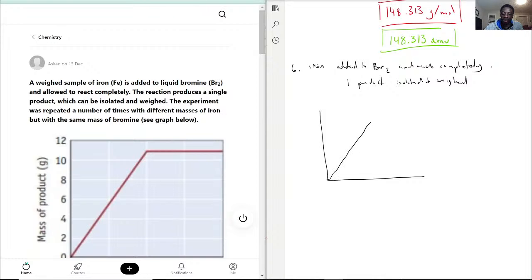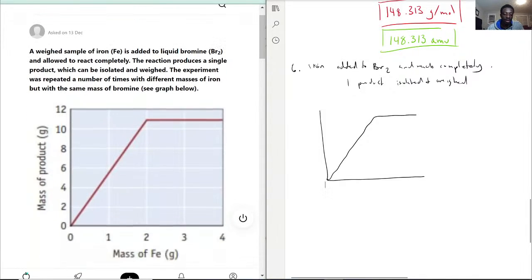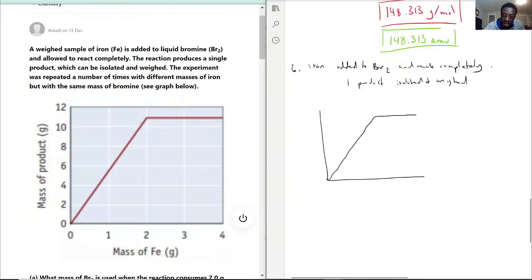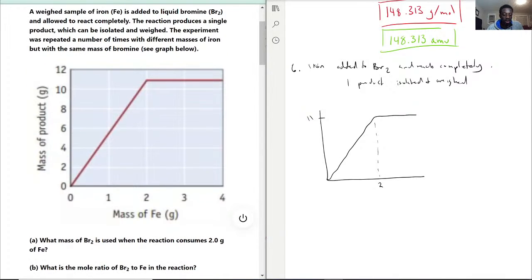So effectively, this is the graph that we're working with. We can see here that this will be 11 based on the peak, and this right here was 2. That is really all the information we need right now. We have the mass of iron and then the mass of the product. With this being said, let's start with question A.